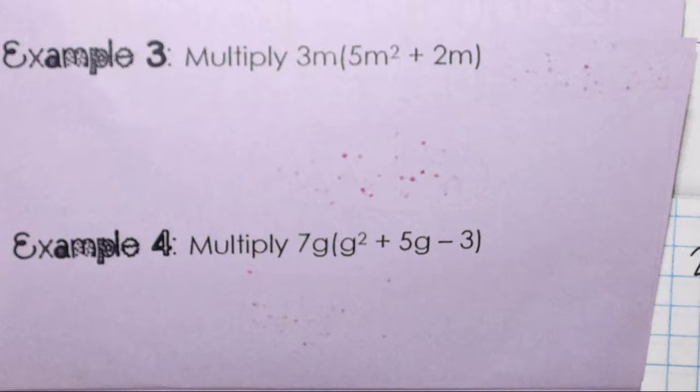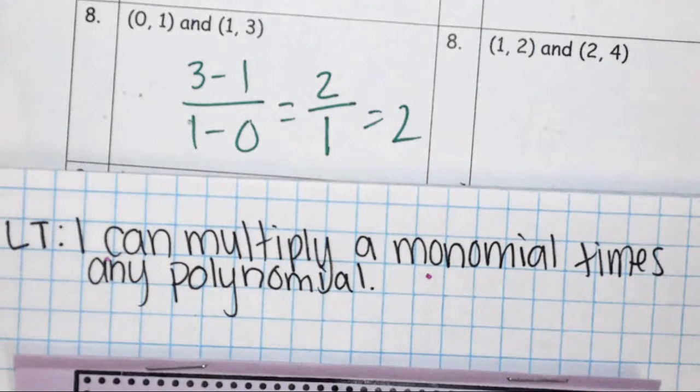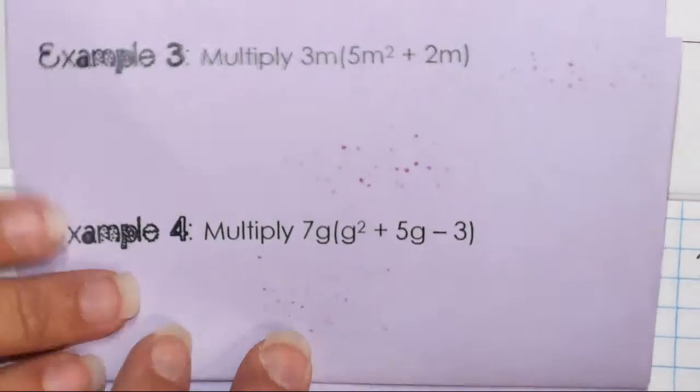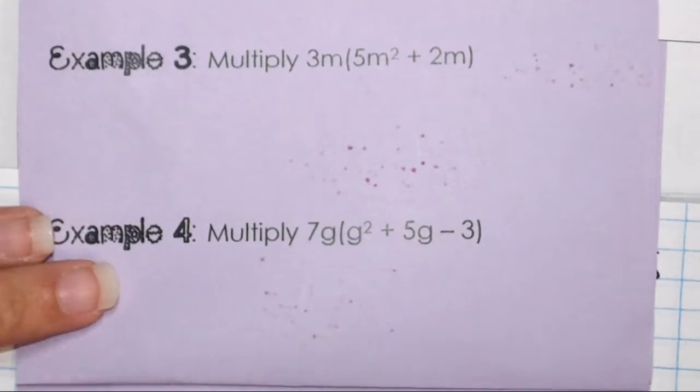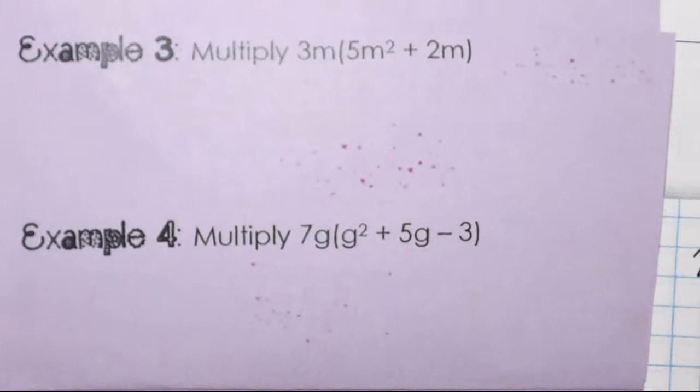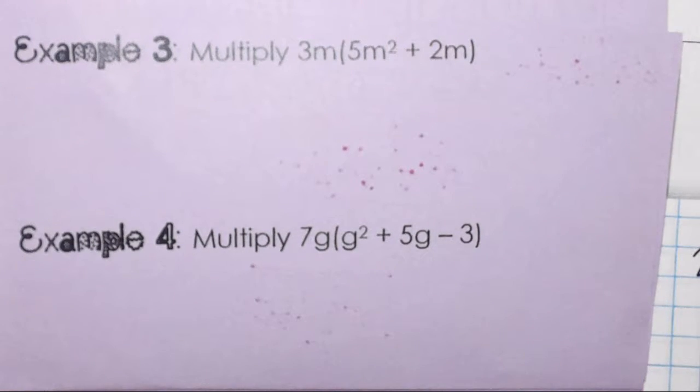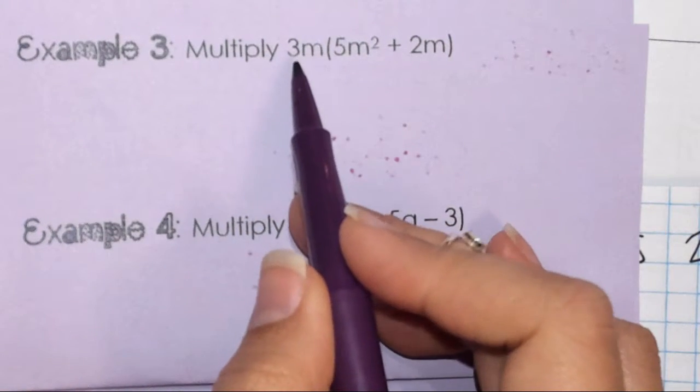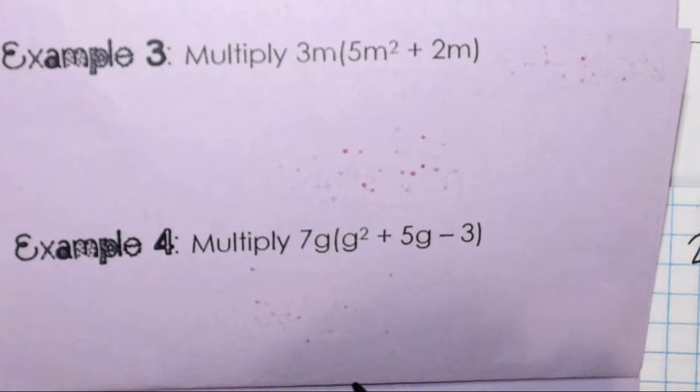Alright, so today what we're going to be doing is multiplying a monomial times a polynomial. Our learning target says I can multiply a monomial times any polynomial. So we've done a monomial times a monomial. First, we're going to do a monomial times a binomial. Now, if this was just a 3 and not an m, how would we get rid of parentheses?